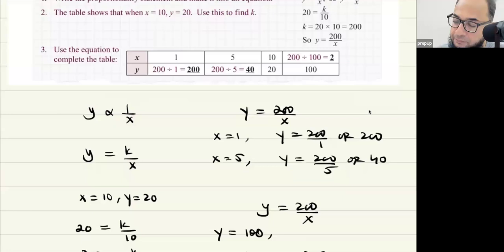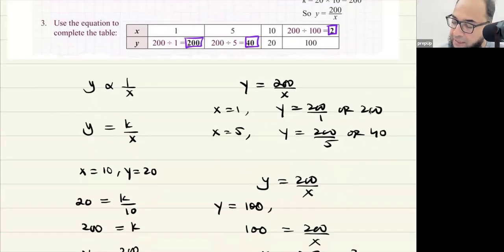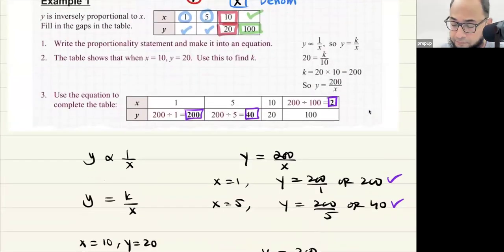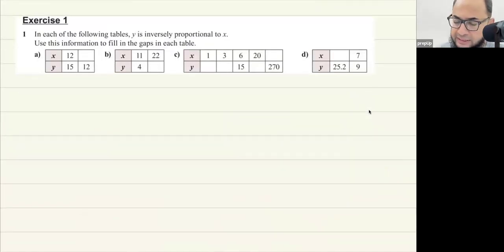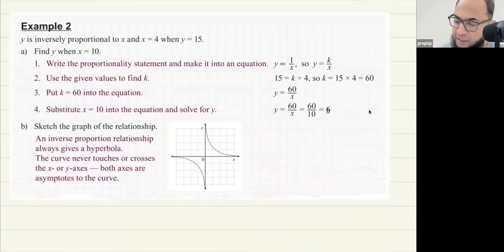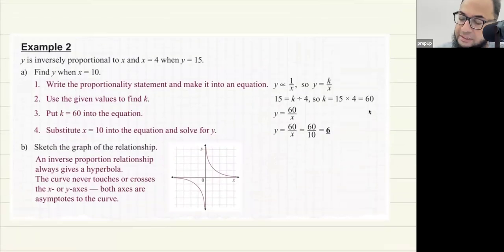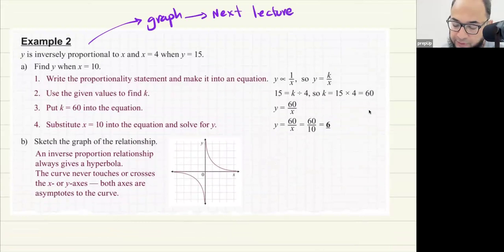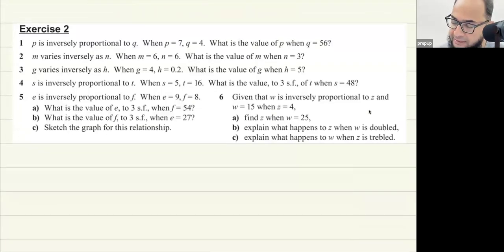So just double check the answer. We got these values. This is the one that we just got. This is 40 from before. This is 200 from before. So that's 200, that is 40, that is 2, and that's how we got this answer. Pretty basic question, just like that. Now, this has something to do with graph. So this graph we will study in the next lecture. That is one thing that needs to be explained. And again, some questions like this.